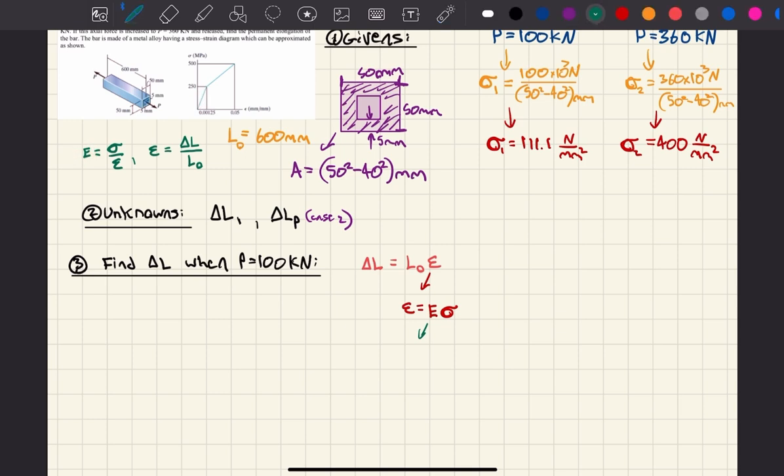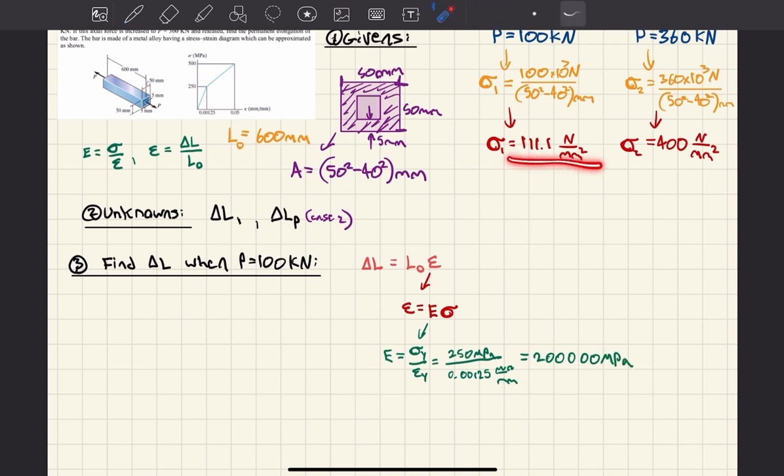But yeah, so this is equal to sigma yield over epsilon yield, which is equal to 250 megapascals over 0.00125 millimeters over millimeters. And from this, you're going to get that Young's modulus, or the elastic modulus, is equal to 200,000 megapascals. Okay, I know sigma 1 is 111. I know that I found Young's modulus. It's basically 200 gigapascals, and I can easily complete this calculation now.